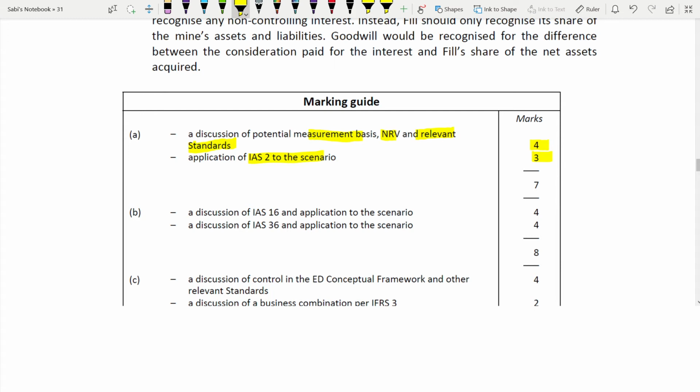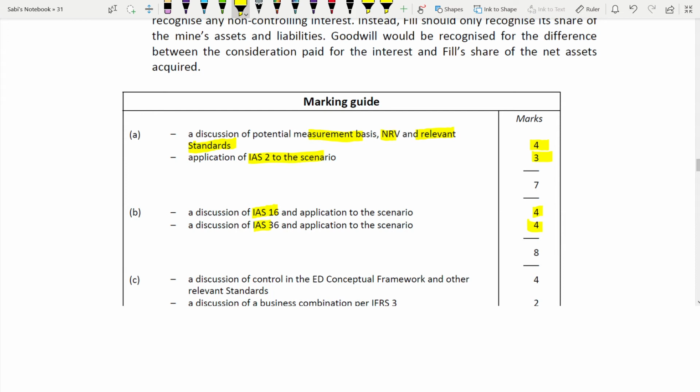Next, this is 4 4. You see, discussion of IAS 16 and IAS 36, the asset and the impairment. Whenever impairment is there, you have to talk first about the asset. What type of asset is it? Is it an intangible asset under IAS 38? Is it a tangible asset under IAS 16? Is it a financial instrument under IFRS 9? Which type of asset? Only then do you talk about impairment. Okay, so 4 marks is equal.